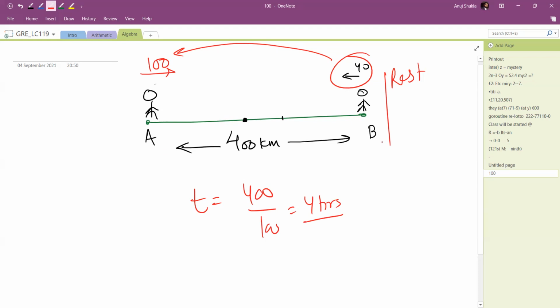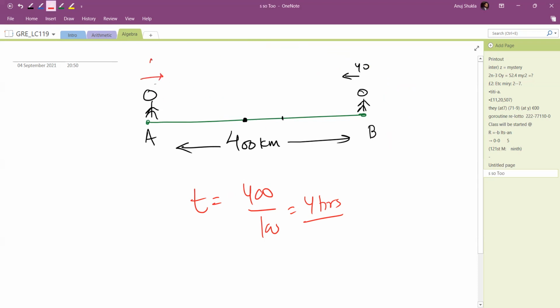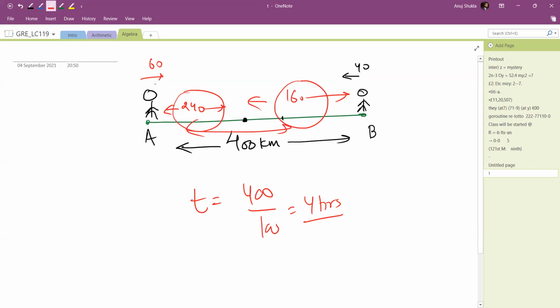Means A will meet B when B is at rest. If it is not at rest, they are anyway taking 4 hours to reach. So in 4 hours, how much will A reach? Previously its speed was 60, so in 4 hours, it will reach 240 kilometers. B, in 4 hours, will reach 160 kilometers. Look carefully. 240, 160. Are they making 400? What is the time taken? 4 hours. What is the time taken? 4 hours. If time is not the same, they cannot meet.